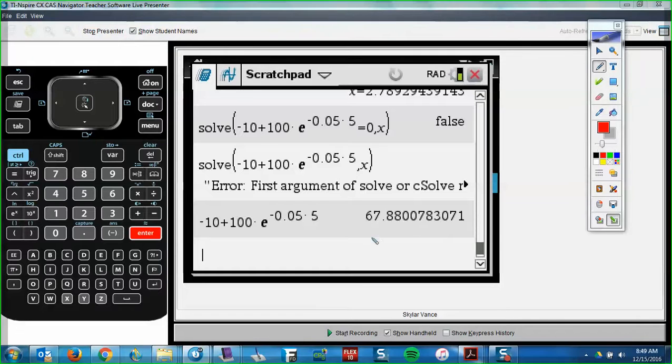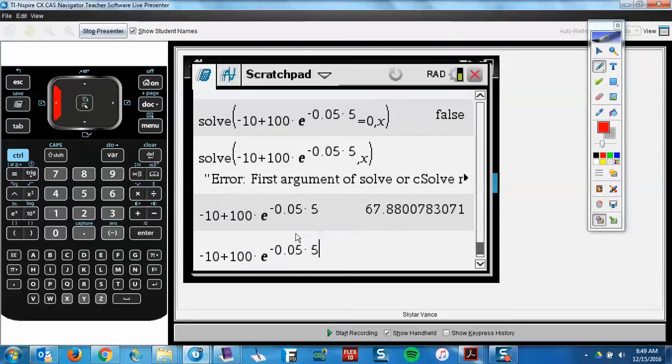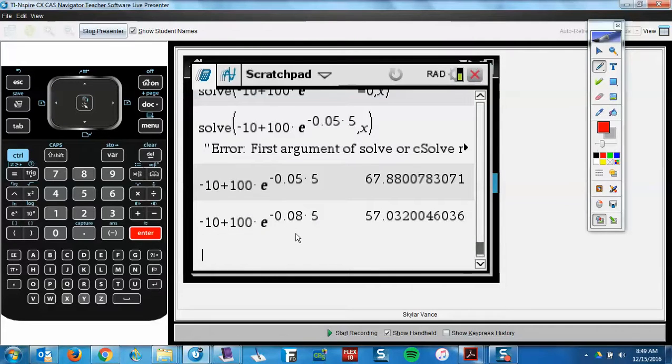So when Newton's law, so that says that, now grab that and change that. Grab that and change that 0.05 to a 0.08. And what did this number mean? What's that 67.88?